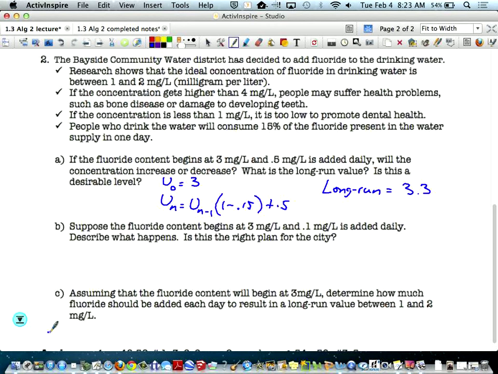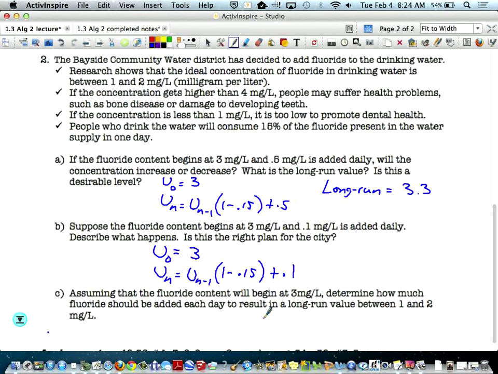between 1 and 2. Suppose the fluoride content begins at 3 milligrams and we're adding 0.1. Describe what happens. Is this the right plan? So as I'm writing it, somebody could probably start hitting enter or make a calculation. We're going to stay at the same starting value. But now we're going to add 0.1 milligrams instead of 0.5. So we're cutting that by 20%.